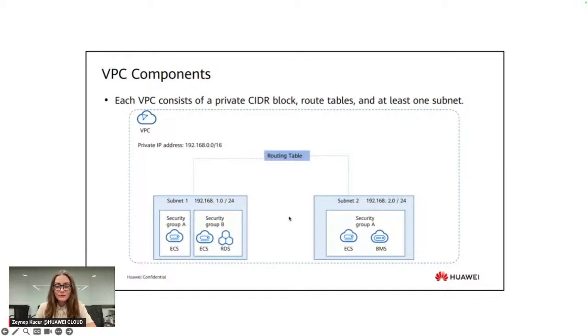Each subnet has its own slice of the IP address range, as we see here. These subnets help organize and isolate resources within the VPC. So each subnet can have different security groups assigned. We have security group A here, and then security group B and security group A. So these are for the instances inside.